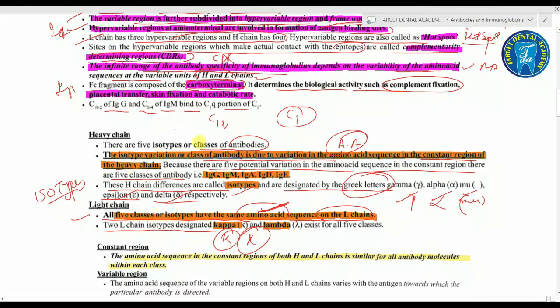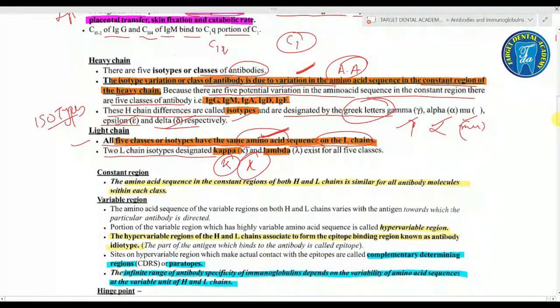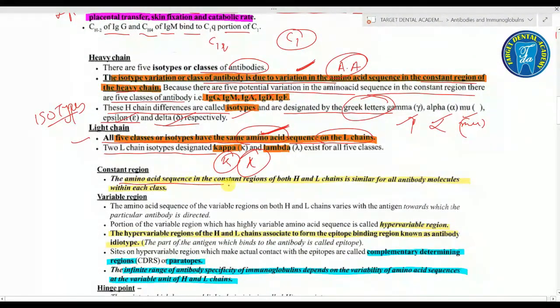Fine, but in this there is a variation in the sequence. Now, what is the constant region? The amino acid sequence in the constant region of both the heavy and the light chain is similar for all the antibody molecules within each class. Important. Variable region: the amino acid sequence of the variable region of both the heavy and the light chain varies with the antigen towards which the particular antibody is directed.